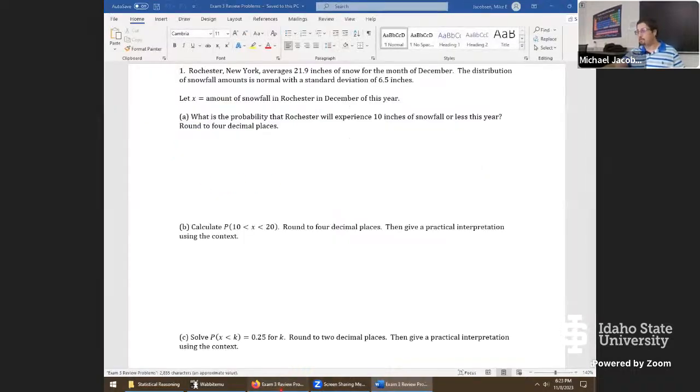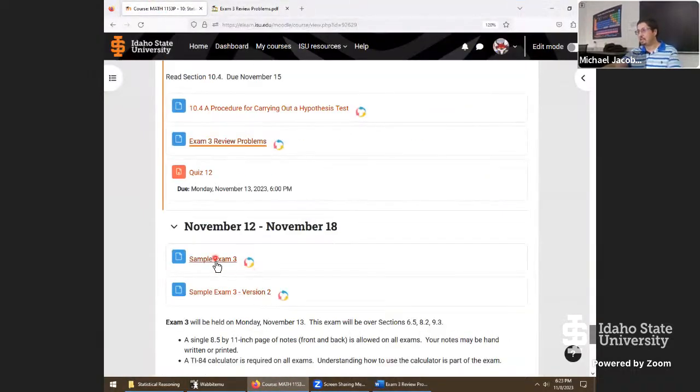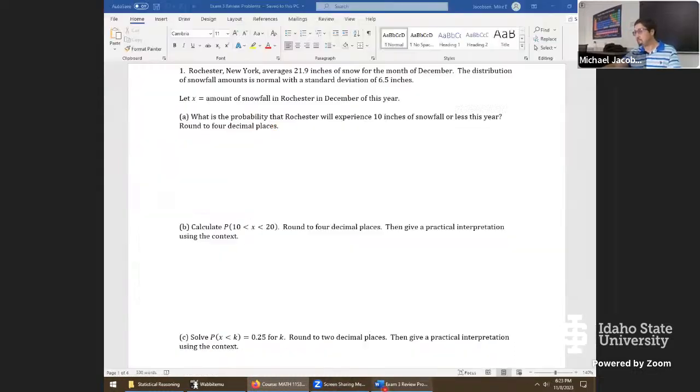If we run out of questions here, we'll probably spill over to this document, sample exam 3. So here's how it starts, just 4 kind of random questions altogether. Problem number 1 just starts off by saying, Rochester, New York averages 21.9 inches of snow for the month of December, which even for people in Idaho Falls, that's pretty brutal.